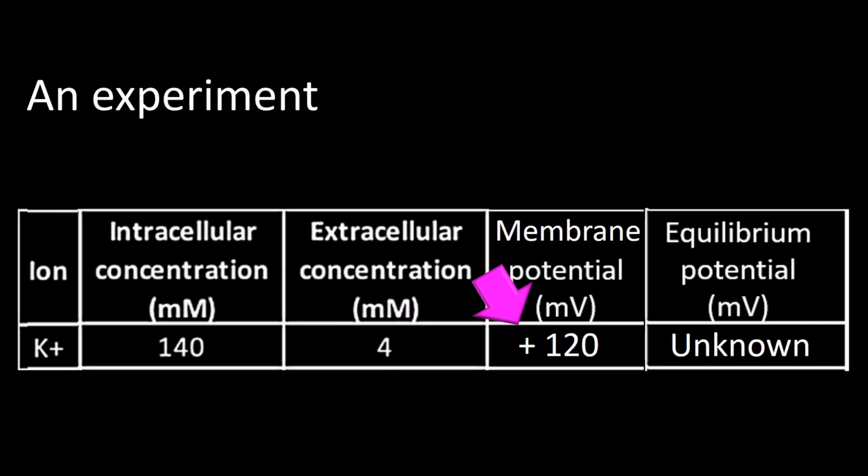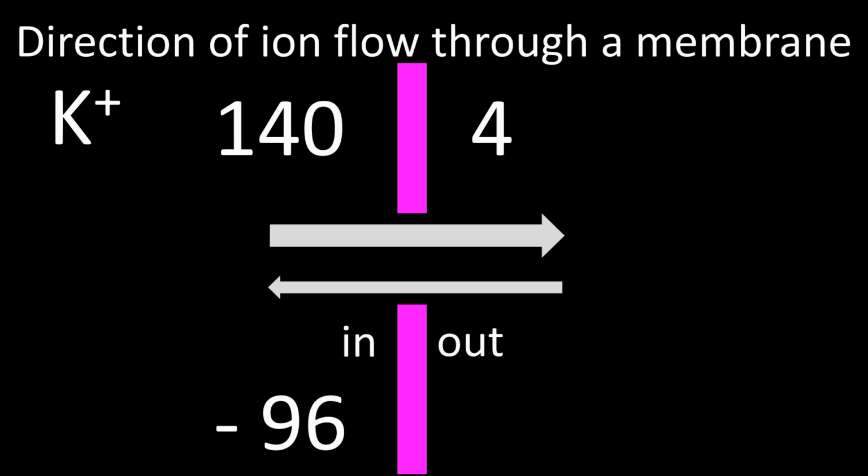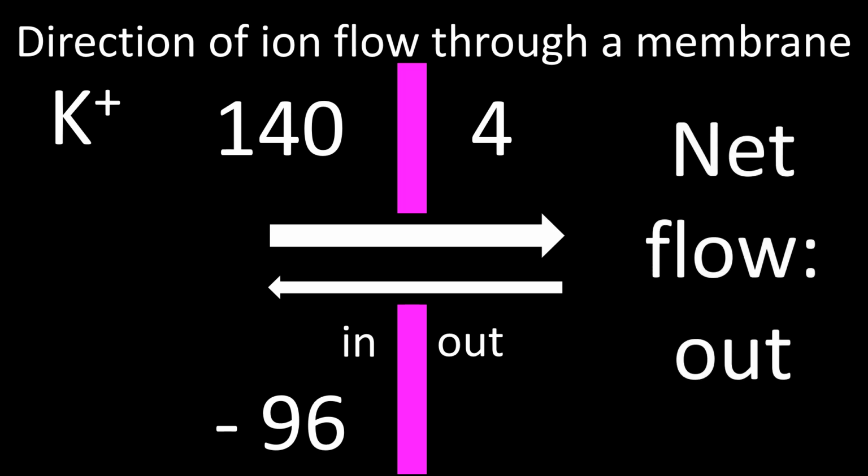If the membrane potential is changed from positive 120 to negative 96, as depicted here, the proportion will change, but the net flow will still be out.